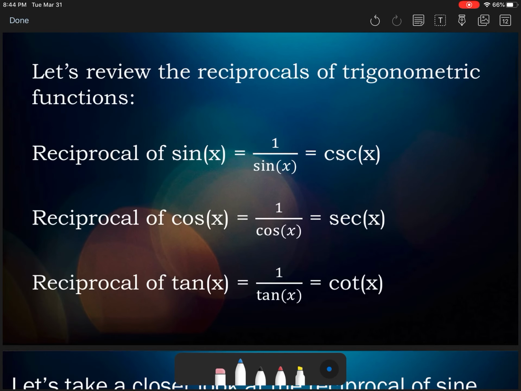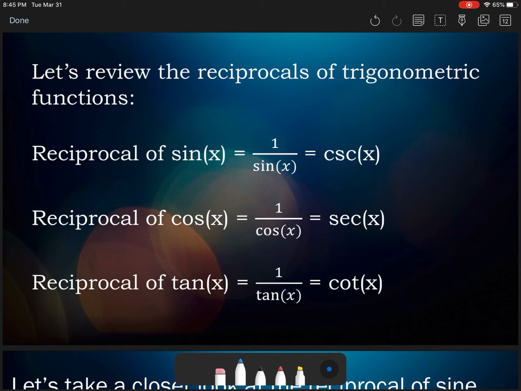There's a couple of things we need to know, prior knowledge, before we can really dive in and take a look at these reciprocal graphs. Let's go over what a reciprocal of a trig function is. So the reciprocal of the sine of x, remember that's just taking it and putting it under 1. So the reciprocal of sine of x is 1 over the sine of x. Cosine of x is 1 over the cosine of x. Tangent of x is 1 over the tangent of x.